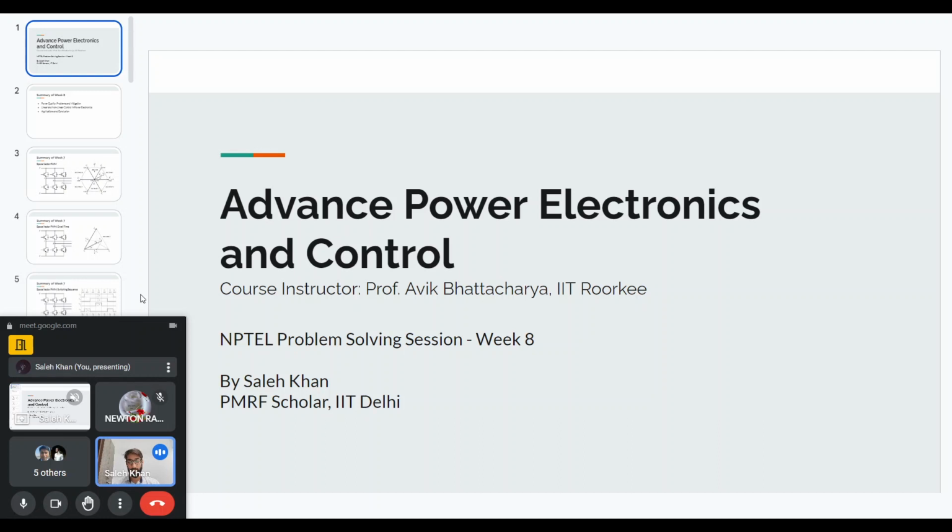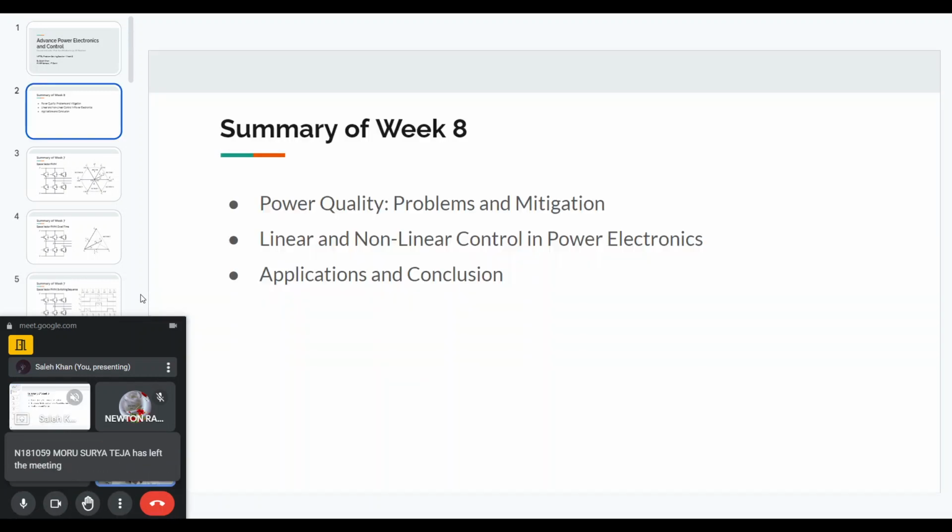So today is our final session for the Monday sessions, and for week 8, the course contents that were taught included the following. We started with power quality, the problems and how to mitigate those problems. Then the topics included linear and nonlinear control in power electronics, and finally there was some discussion on applications of power electronics and conclusion.